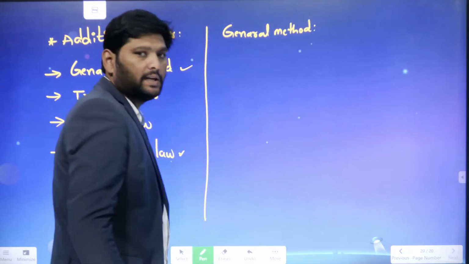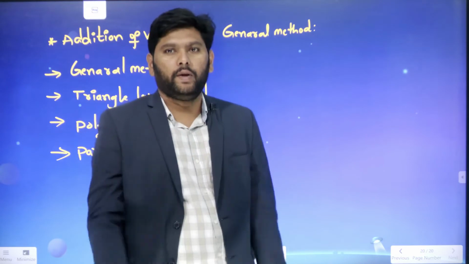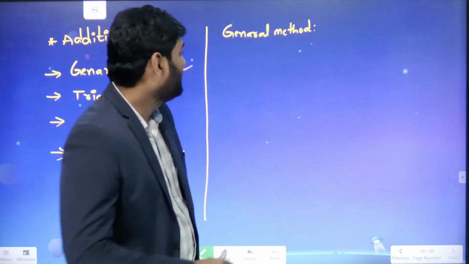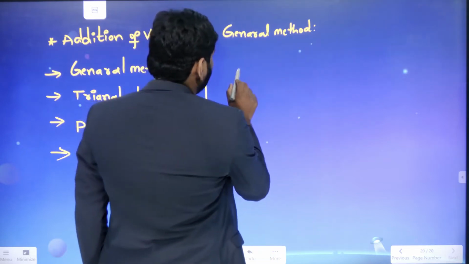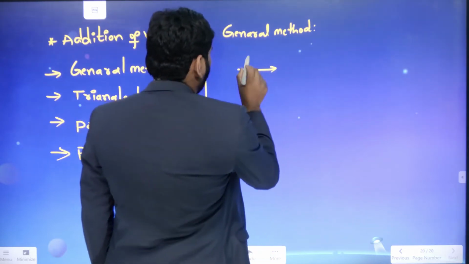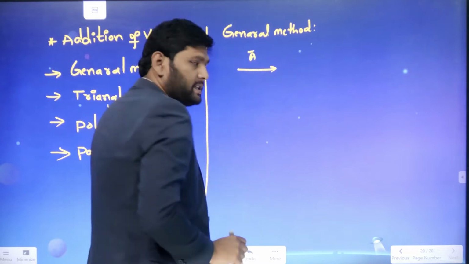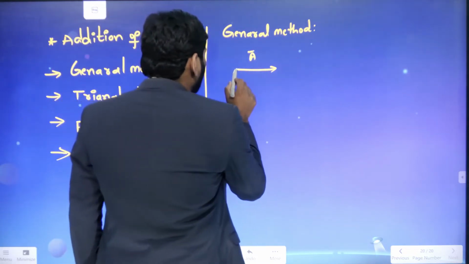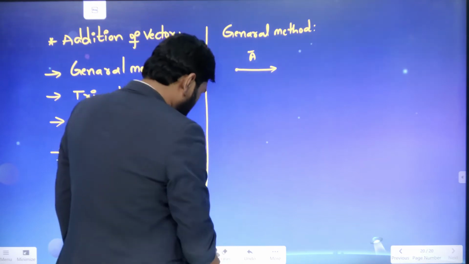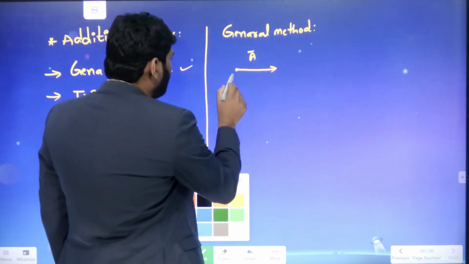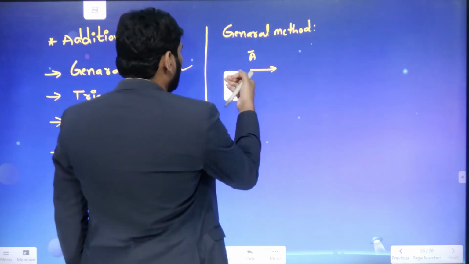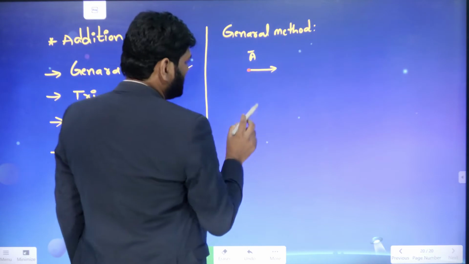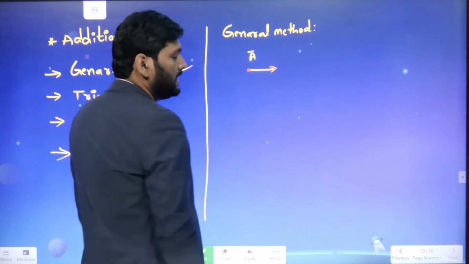So the general method is nothing but, you know, vector. How do you represent a vector in a geometric way? This is a vector A. A bar is a vector. This is the tail of the A bar, and this is the head of the A bar.